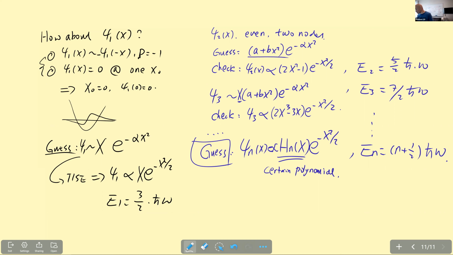Let me take a short break and see if you have questions. Then I will continue to introduce a systematic method to solve the Schrödinger equation for the harmonic oscillator. And that method actually can be generalized to many physical problems. But let me pause for 1 minute to see if you have questions.